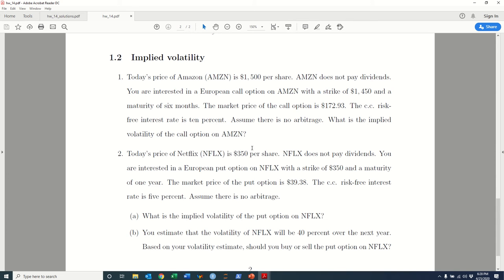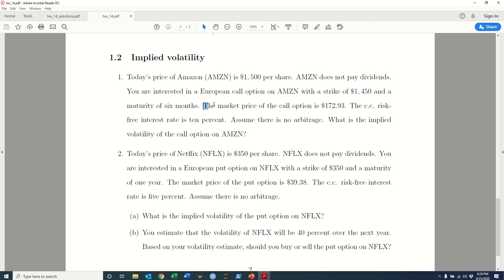And then we're going to want to back out the volatility that's implied by this real world market price. Okay, so let's read the question. Today's price of Amazon is $1,500 per share. Amazon, like usual, does not pay dividends. You're interested in a European call option on Amazon with a strike of 1,450, so it's in the money, and a maturity of 6 months.